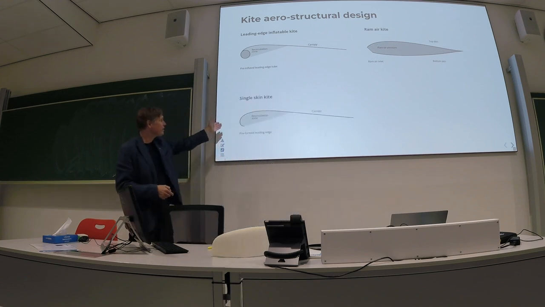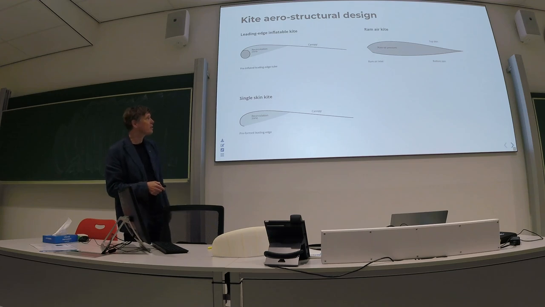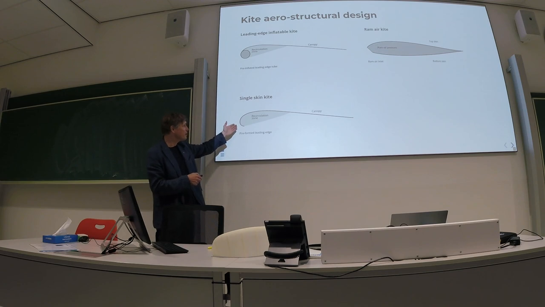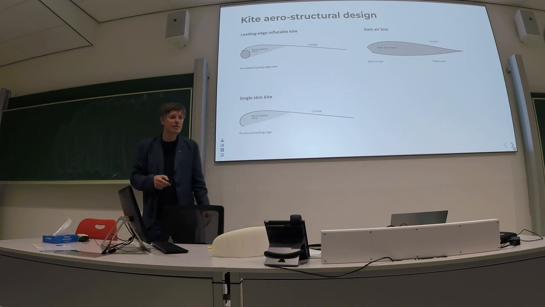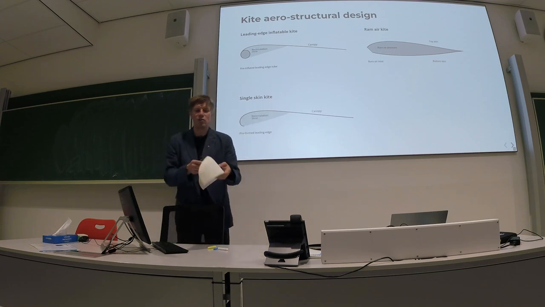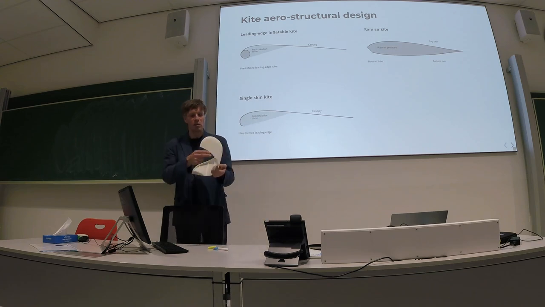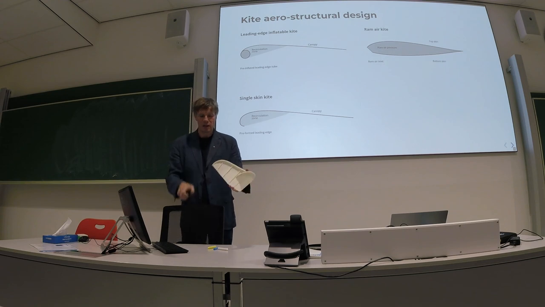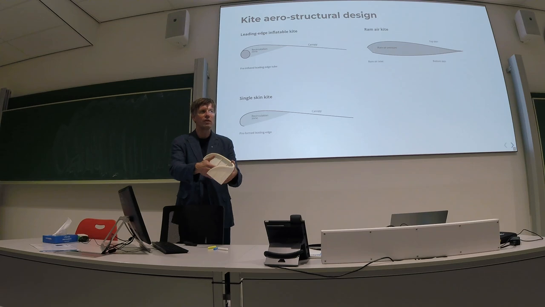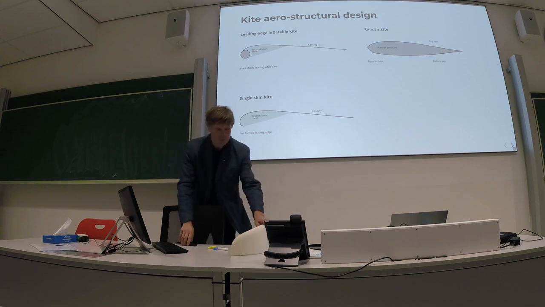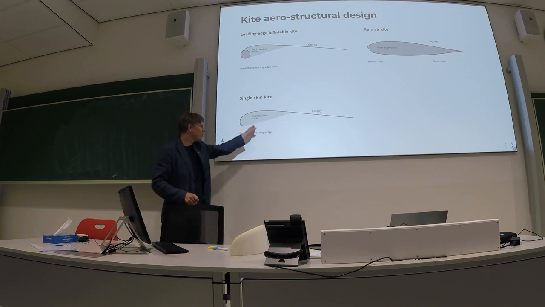Then we have the single skin kites. They were not among the ones that I just showed. In the single skin kites, designers entirely skipped the leading edge. I think they even skipped also the struts, and they took over the function of the leading edge and the struts purely by bridle lines that transmit the force.